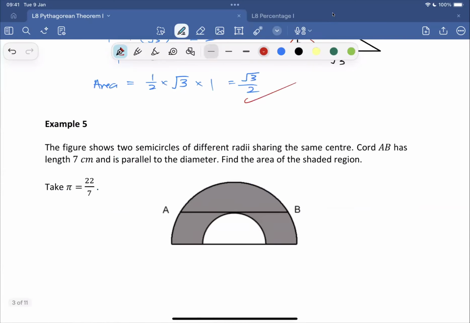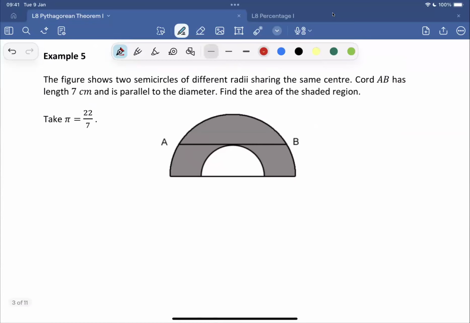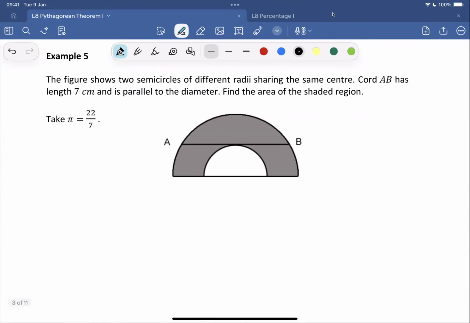All right, let's look at example number 5. We are going to deal with a little bit of circles. Let's do a very quick revision on circles. This is a circle. This is the center of a circle. If I were to draw a line from the center touching the circumference, then we are going to call this R, which is the radius of the circle. Okay, students? So this is some basic knowledge about circles.